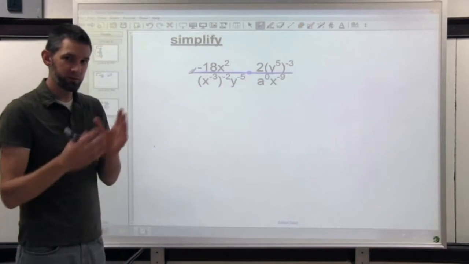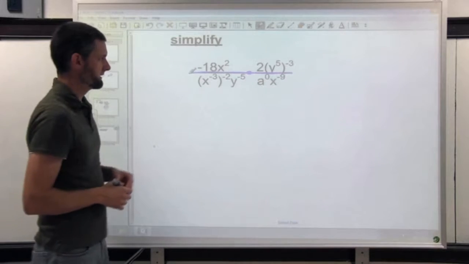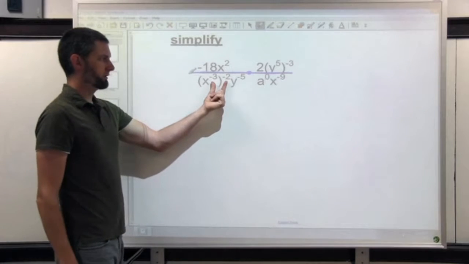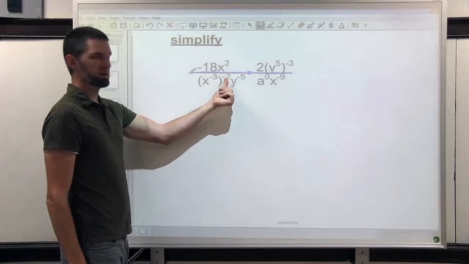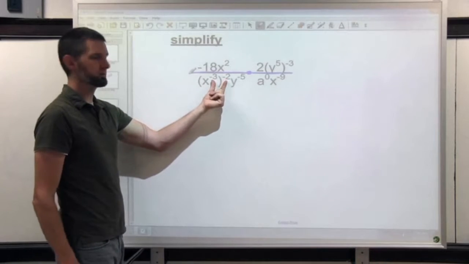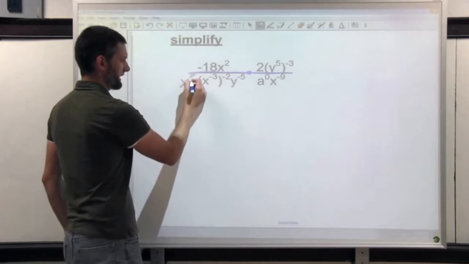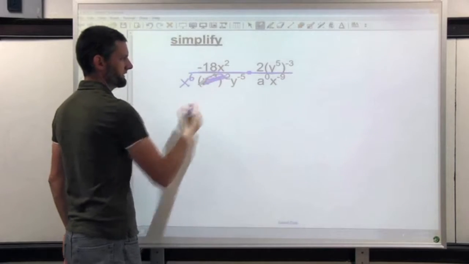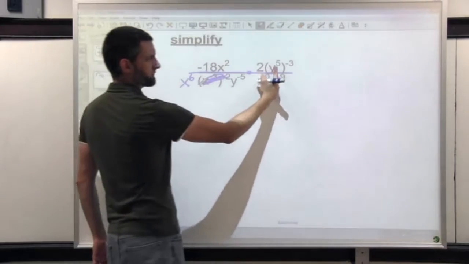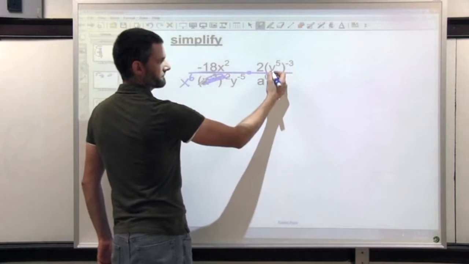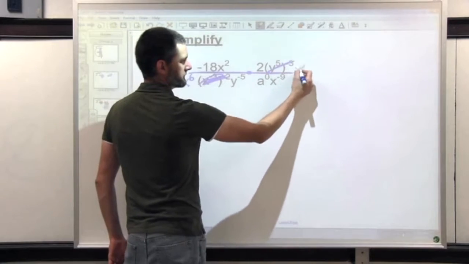Now let's take a look at some of the parts that we can simplify. I have a power of a power, negative 3 times negative 2, that makes positive 6. So I really have an x to the 6 on the bottom instead of that part. Up here I have a 5 times a negative 3, that'd be negative 15.